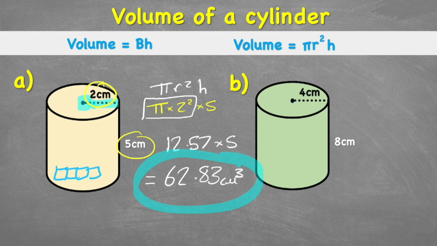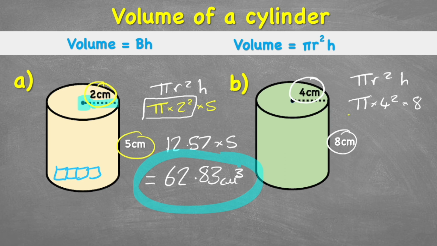Okay, let's look at our second example. And again, let's start with our formula. Pi r squared times the height. Input any data I have, which is the 4 centimeters for the radius and 8 centimeters for the height. So I have pi times 4 squared times 8.